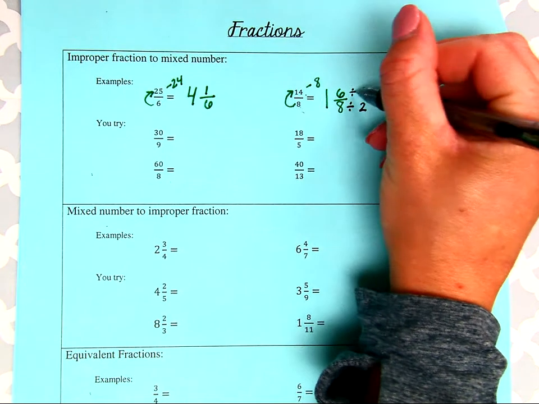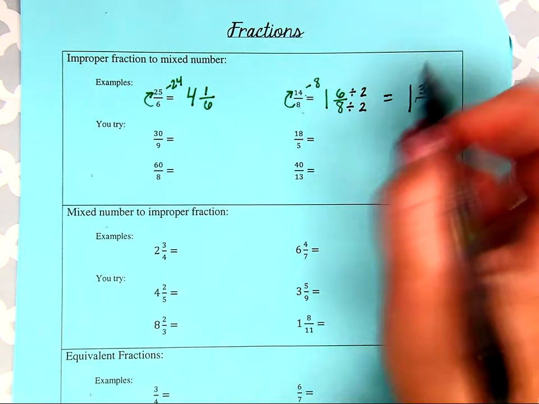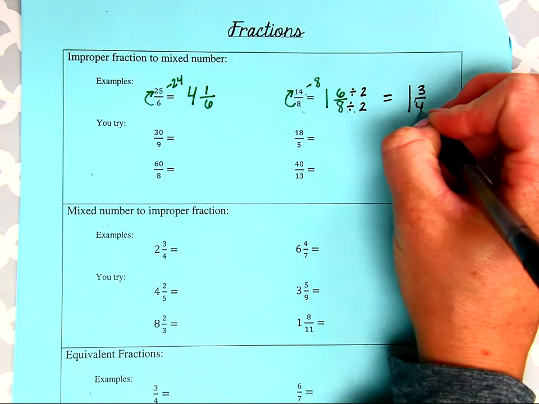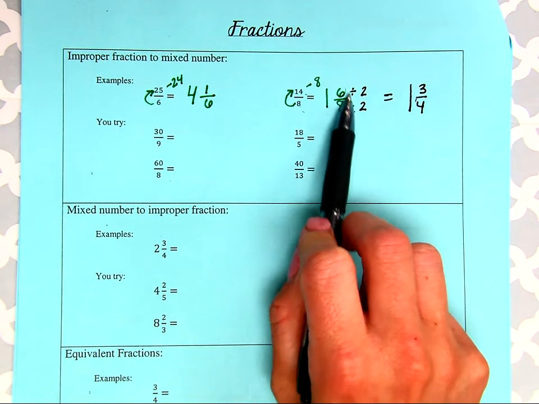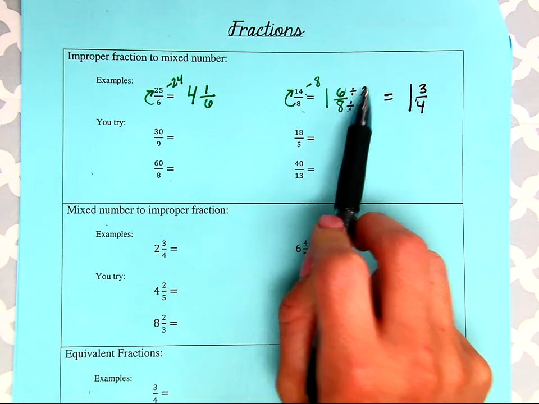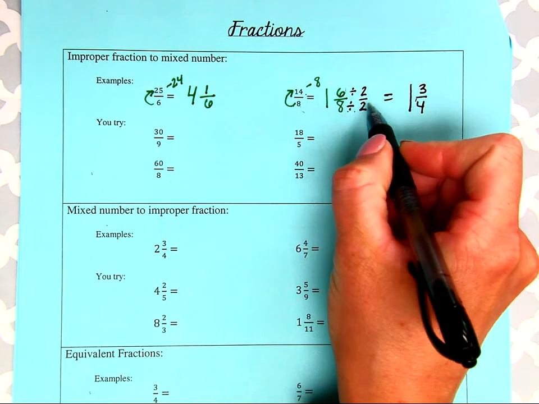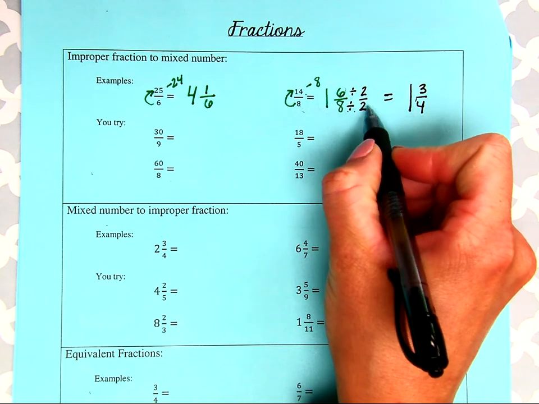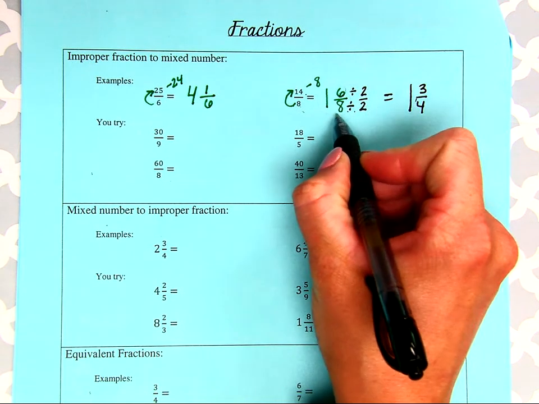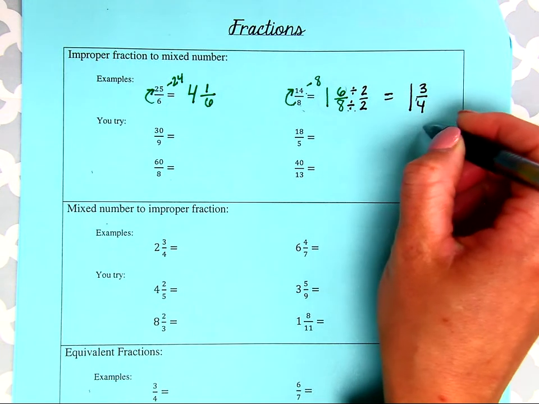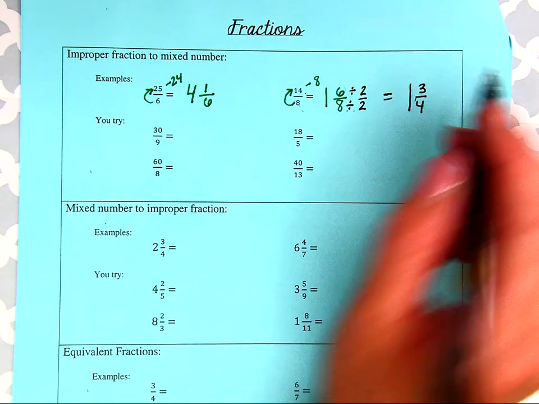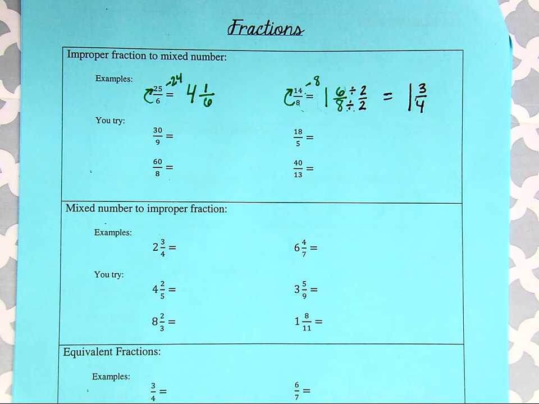So 6 divided by 2 gives me 3. 8 divided by 2 gives me 4. I didn't cut this in half because I'm dividing by 2 over 2, which means I'm actually dividing by 1. So I'm not changing the value by doing this. I'm just putting it in lowest terms. All right, so there are 4 examples for you to try, so I would like you to pause the video and do those, and then play to see your answers.